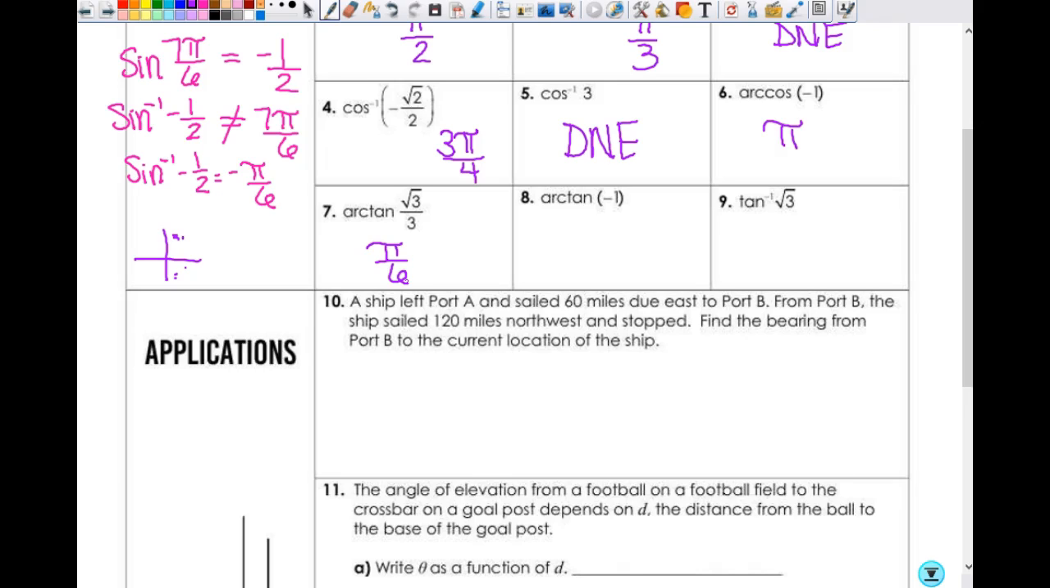Arc tangent of negative 1. What angle gives me a tangent value of negative 1? Pi fourths, and it's negative 1, so it is negative pi fourths. You will never give me a negative angle answer for arc cosine. Remember, those are always all positive. All right, tangent inverse of the square root of 3. Pi thirds.